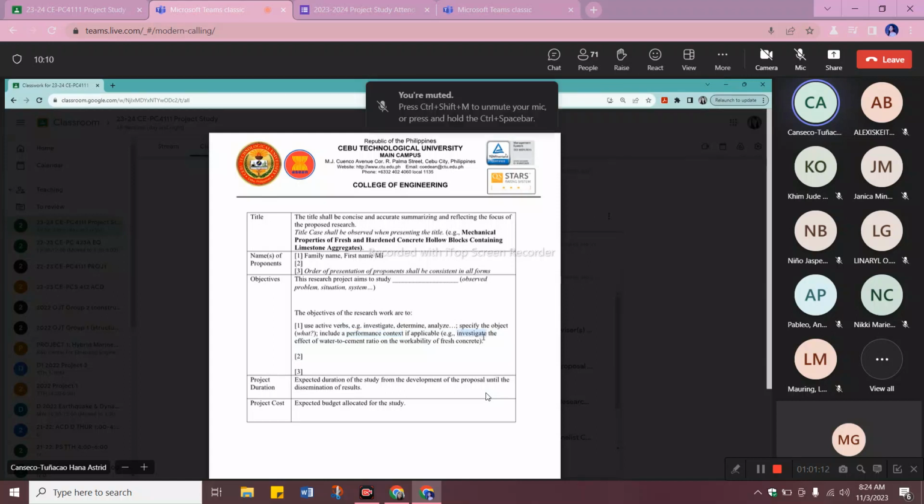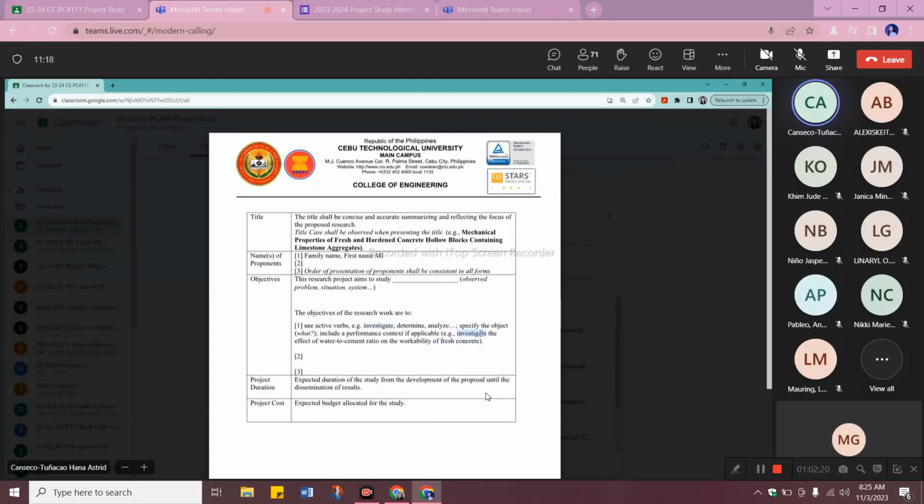So example, investigate the what, the effect of water to cement ratio on what performance index, workability of fresh concrete. No? So this is your verb. You are trying to investigate what is your object of what, effect of water to cement ratio, and do you have a performance context? How do you measure? What is your means of measuring the effect of water to cement ratio? The effect of water to cement ratio is investigated upon its workability on fresh concrete. No? Fresh state, the workability. Okay, so ano siya? This answers this part here, no? Fresh properties, because you have here fresh concrete and you can only measure performance of workability during fresh state.